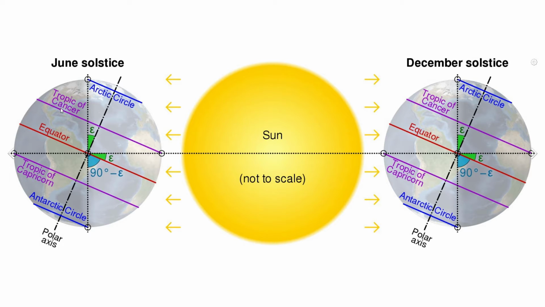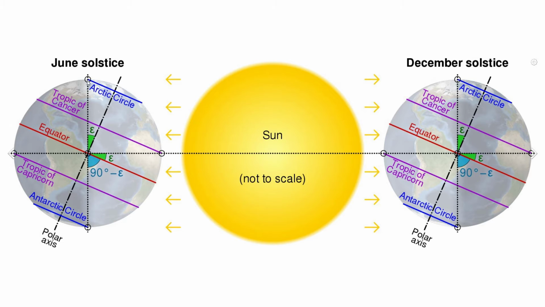There's also another interesting line here. This purple line is called the Tropic of Cancer. This line is where the sun shines directly on the Earth when the northern hemisphere is getting the most sunlight in June. This is the day of the year with the most daylight in the north.